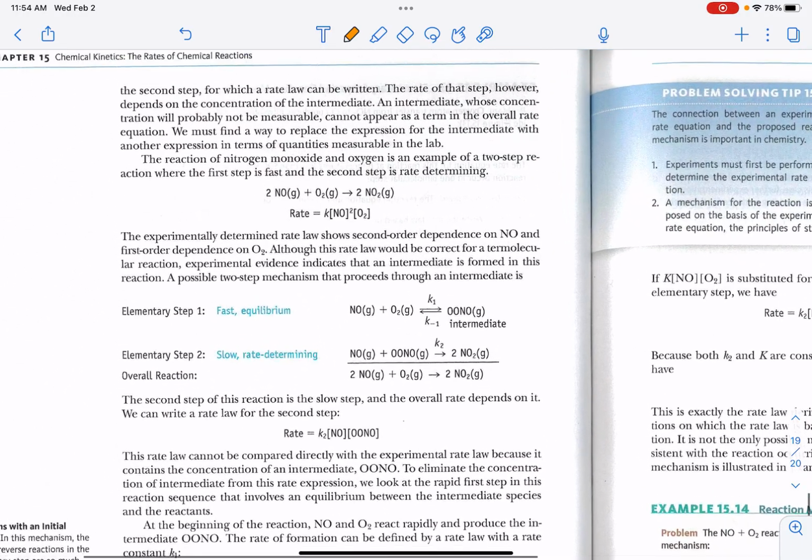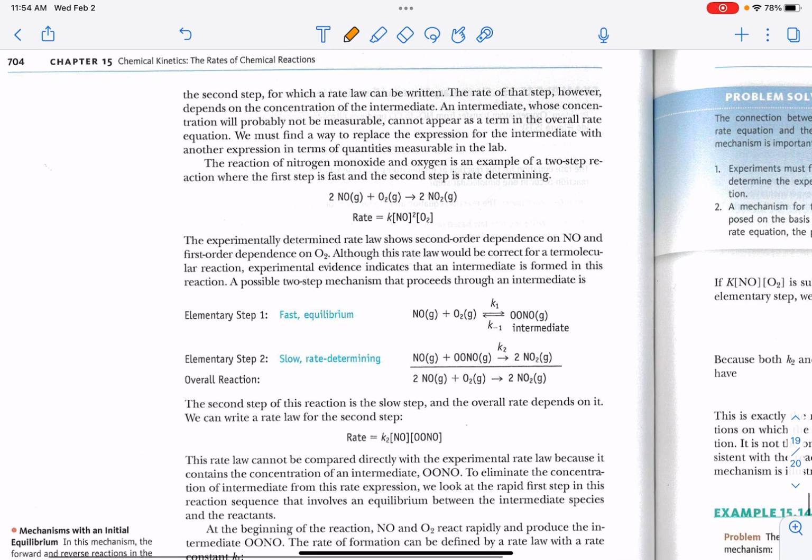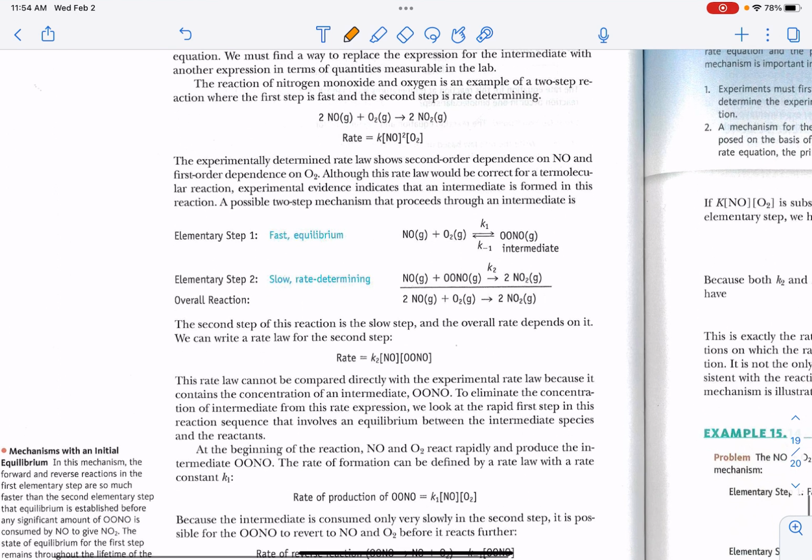Now finally, we have an unusual circumstance that occurs when my slow step contains a reaction intermediate. Consider this reaction right here. In step 1, a single nitrogen monoxide collides with an oxygen molecule to make a reaction intermediate. And then my reaction intermediate collides with nitrogen monoxide to make my nitrogen dioxide, so that my reaction intermediate is produced in step 1 and is used up in step 2.